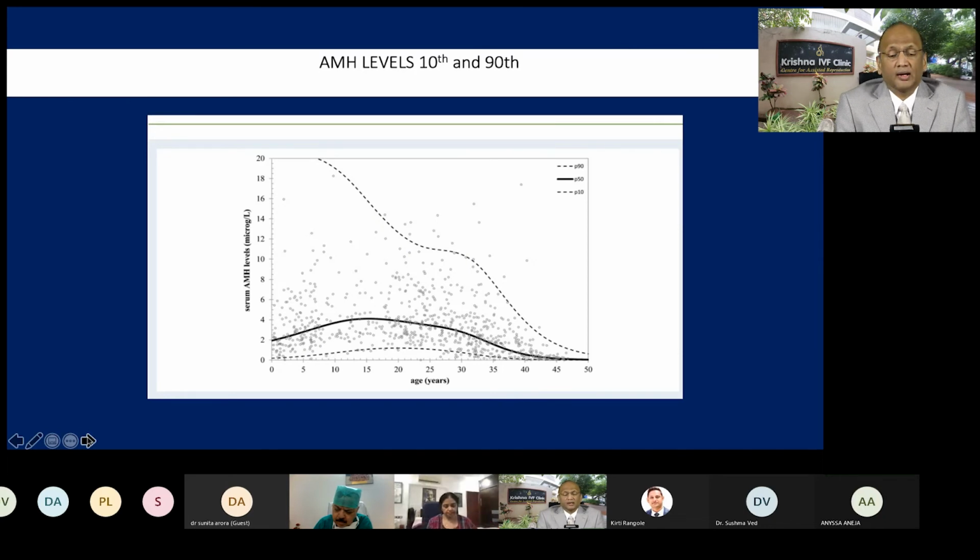We should not anticipate an x number of follicles at a particular age. When you look at the AMH levels in this slide, where based on the age you have a nomogram, using this nomogram, if you optimize your dosage of stimulation, you will go a long way.